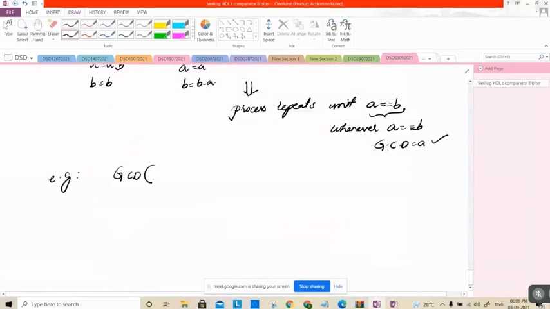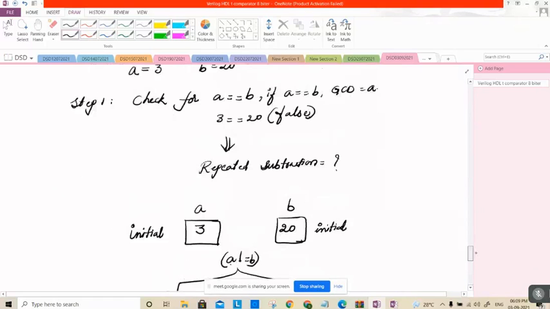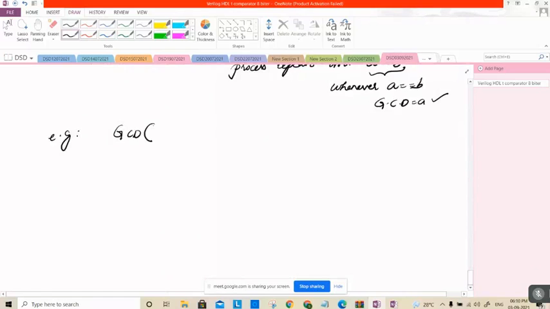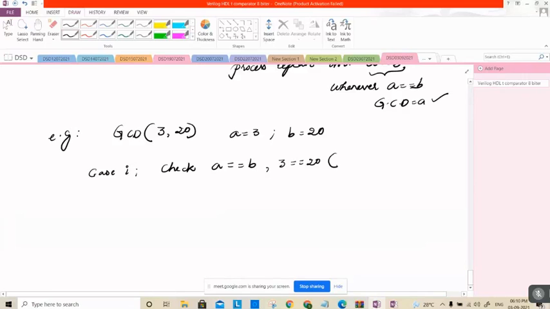GCD of, what is this? 3, 20. Right. A is equal to 3. B is equal to 20. Case 1. Check first: is A equal to B or not? Check whether A equals B. 3 equal to 20. Is it true or false? False. Right, this is false.